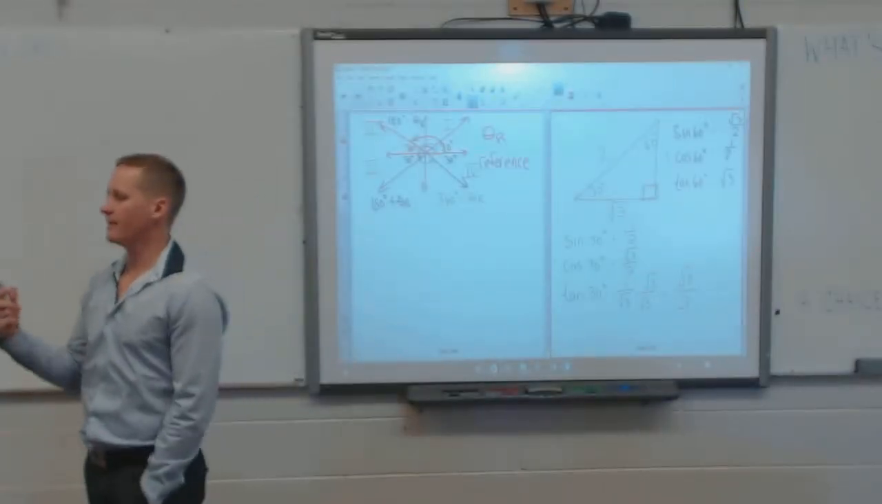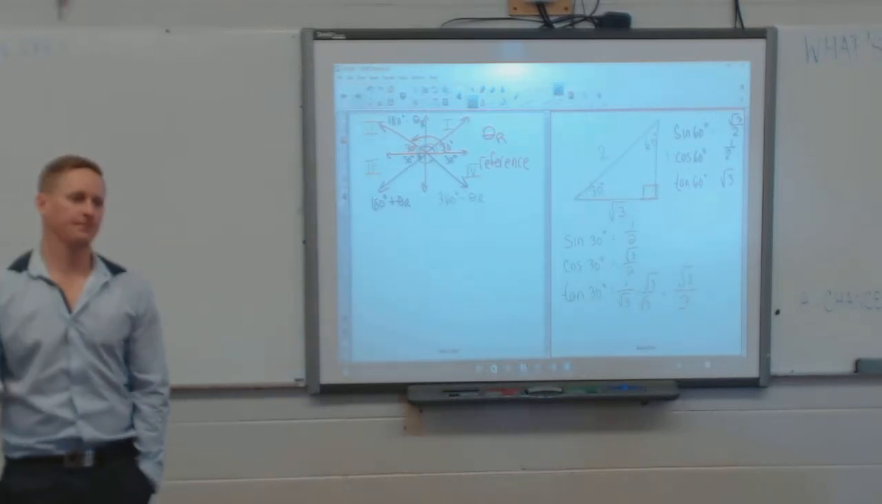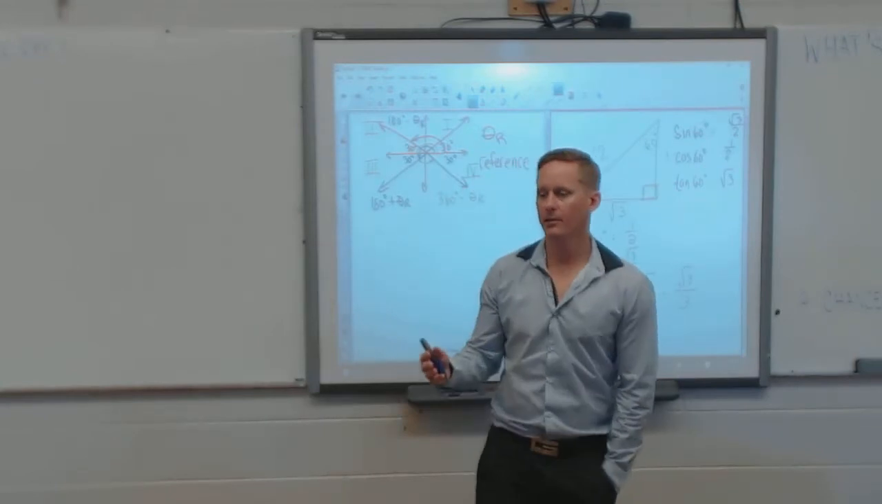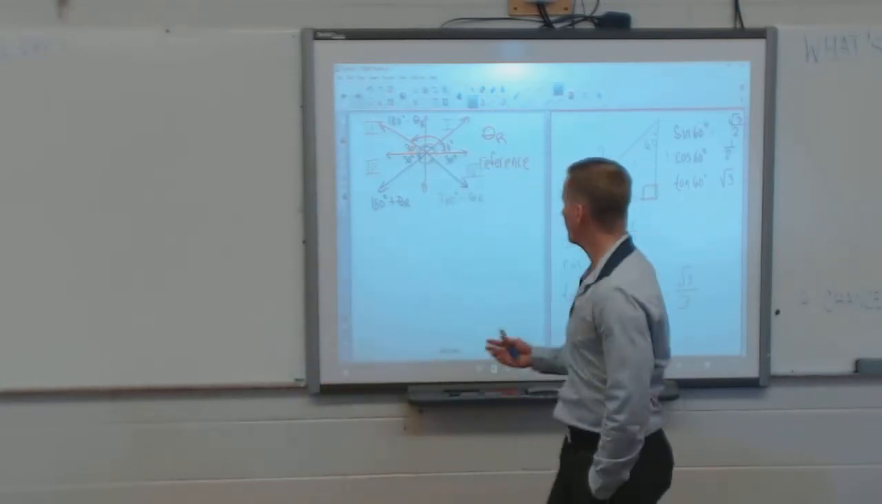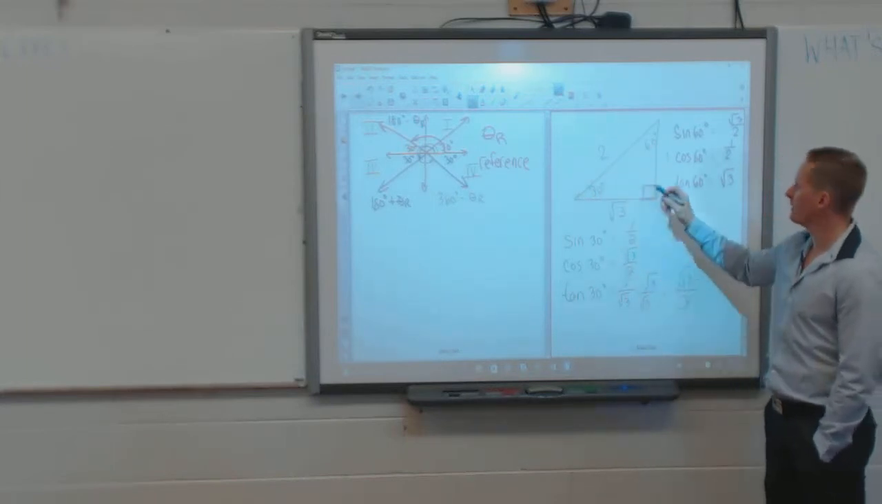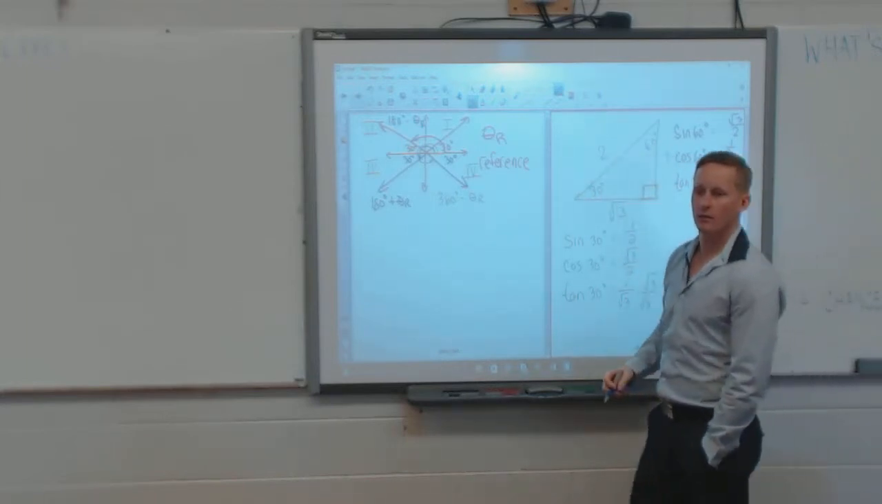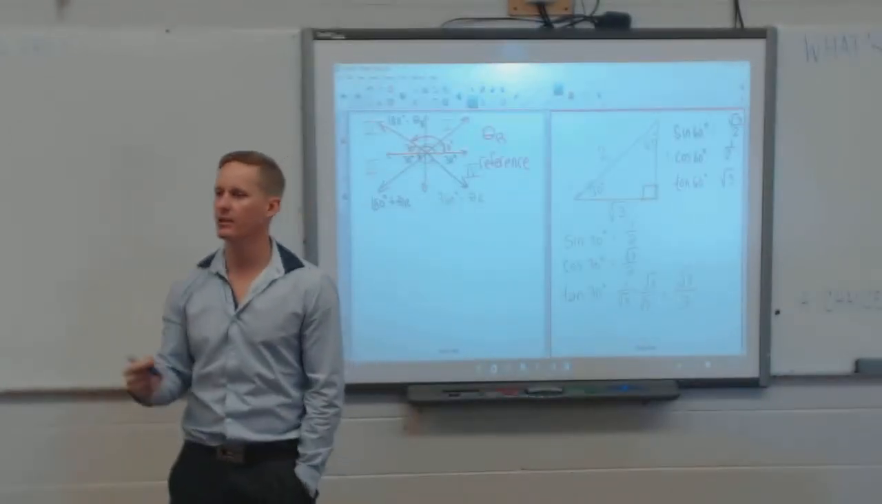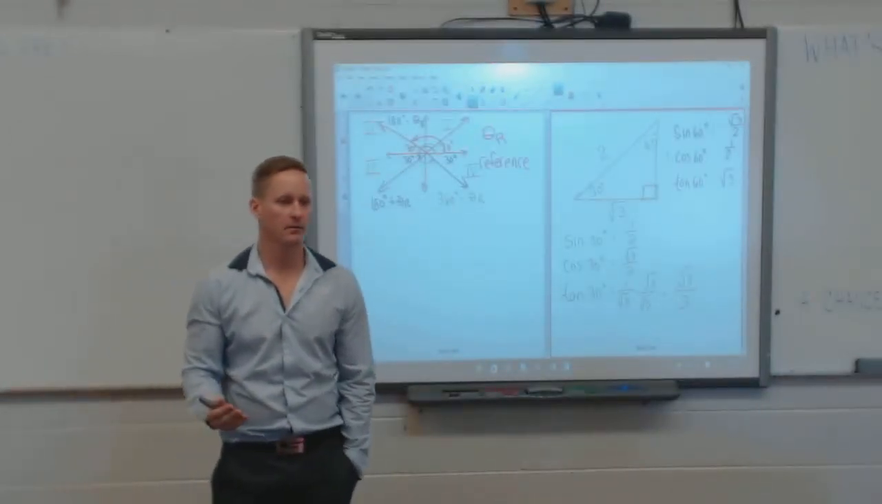Now, I'm not asking you to memorize them, but I am. You need to know these. But you don't have to memorize them. All you need to be able to remember is that if you draw a 30, 60, 90 triangle, 1 over 2 is your opposite over your hypotenuse, and that is the sine of 30 degrees. That's what you have to remember. Okay?